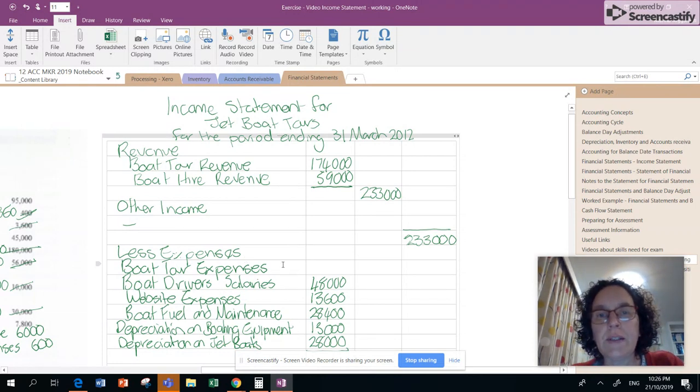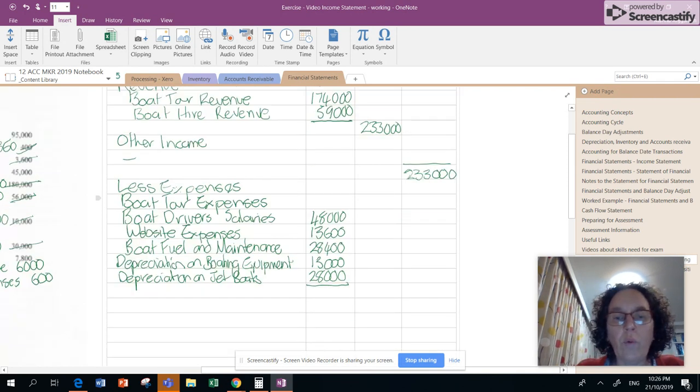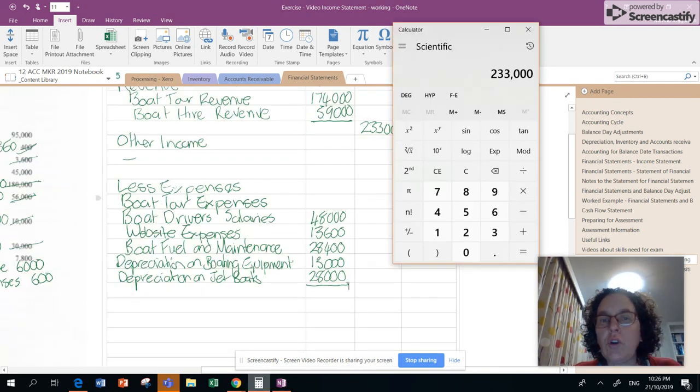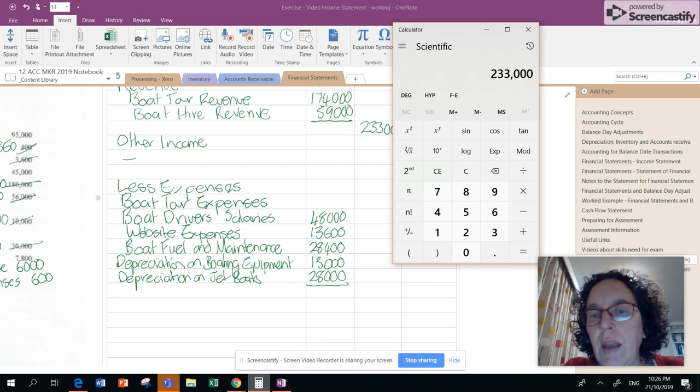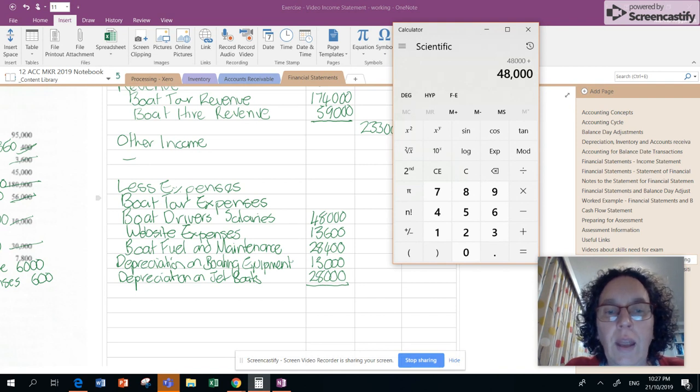It's a service business, so our first lot of expenses are all those that are involved in creating the service. Okay, so they're the wages of our salespeople, or in this case, our jet boat drivers, any tour expenses, any fuel and maintenance, any depreciation. Then we're just going to add those together.